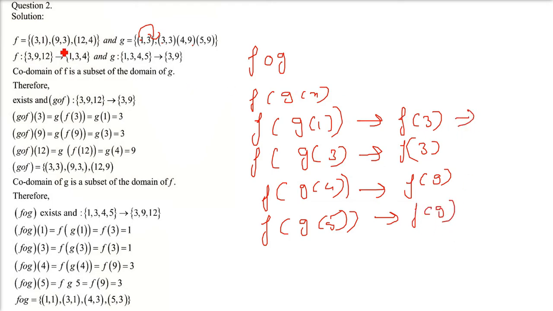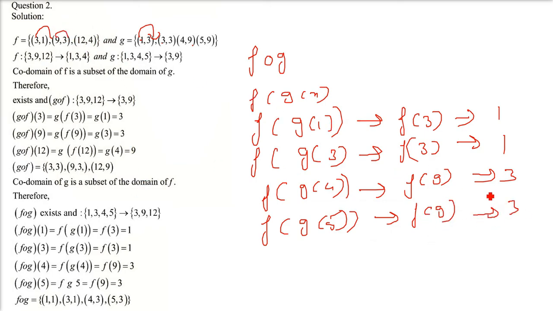Now come back to F and see: F(3) is going to give you 1, and F(3) again will give you 1. Then you get F(9) as 3 and F(9) again as 3.